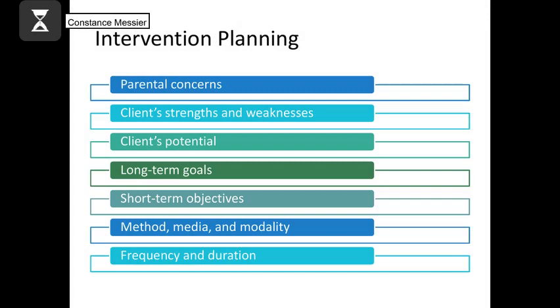I'm including this slide from part 2 into this section just as a quick review. When we engage in intervention planning, we consider the parent's concerns and the child's concerns, strengths and weaknesses, what is the potential of the child, long-term and short-term objectives, how are we going to address this? We've already talked about how frames of reference can tease out our method, media, and modality, and the frequency and duration of treatment. So don't be alarmed that this isn't in your PowerPoint slide order. It's just a duplication of this slide.